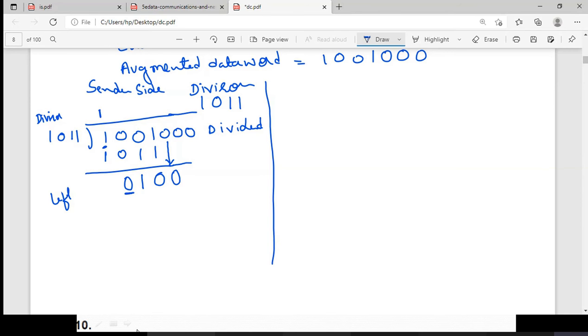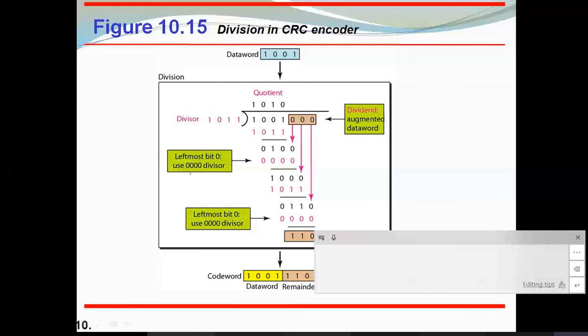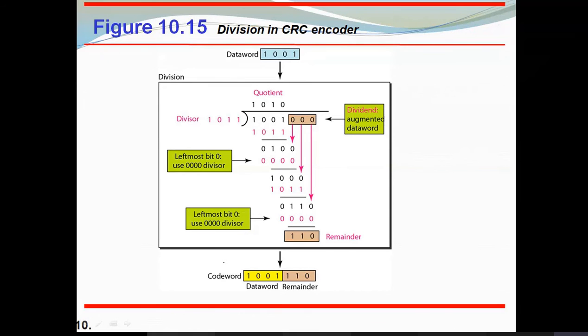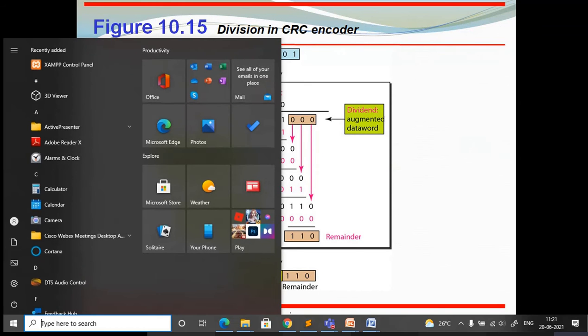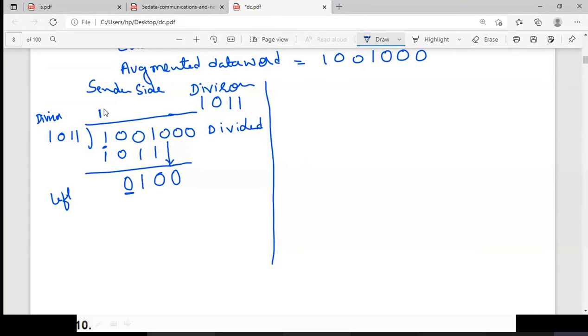You can just observe. If the leftmost bit is 0, you need to use the zeros divisor. That means you have to write 0 in the quotient and multiply with the divisor. That is the logic. If the leftmost bit is 1, then you have to write quotient 1 and take the divisor.